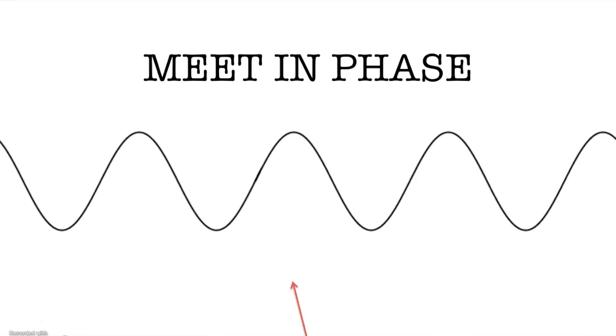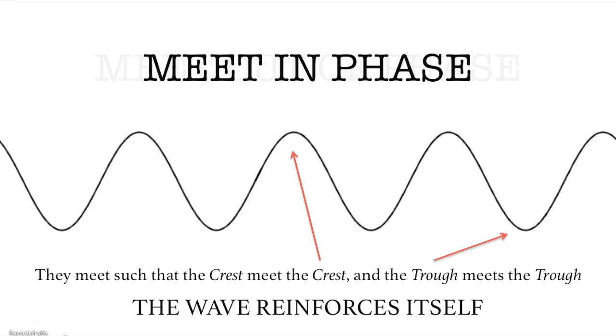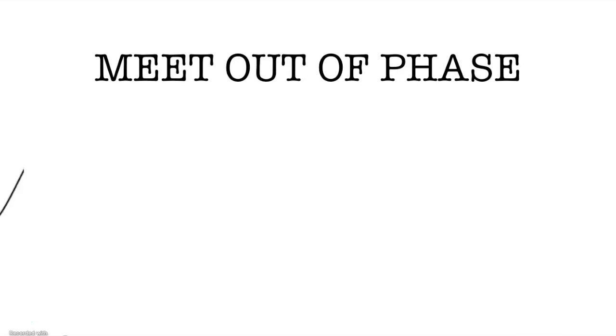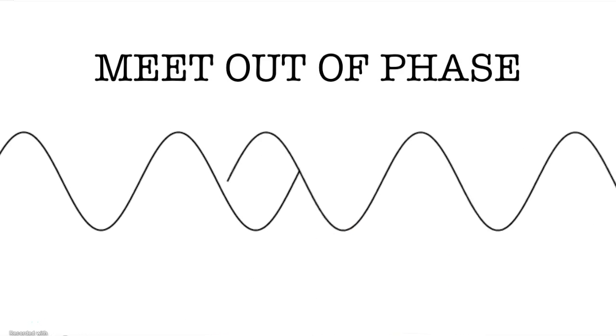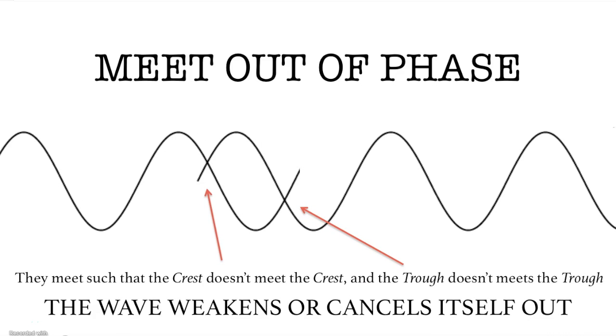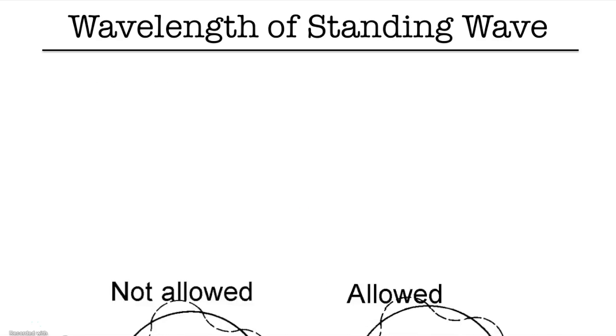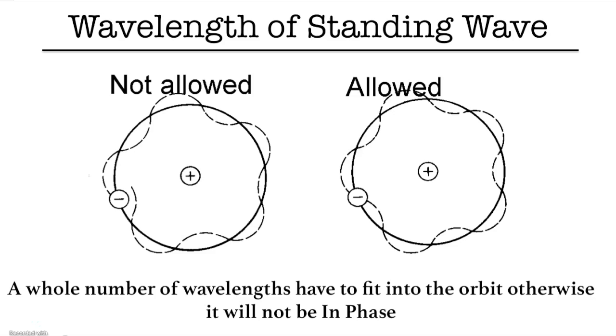This means that the crest meets the crest and the trough meets the trough. This will allow the electron to reinforce itself and keep going. If the electron wave meets out of phase, destructive interference may occur and the wave could cancel itself out. This theory solved the earlier confusion. Since the circumference of the electron orbits have to be discrete to allow them to complete in phase, the distance of the electrons from the nucleus is also discrete.